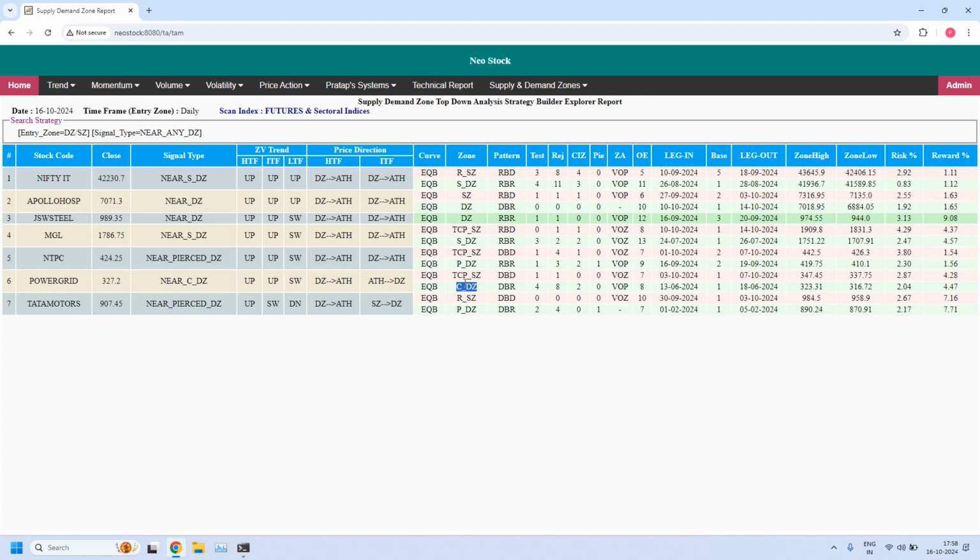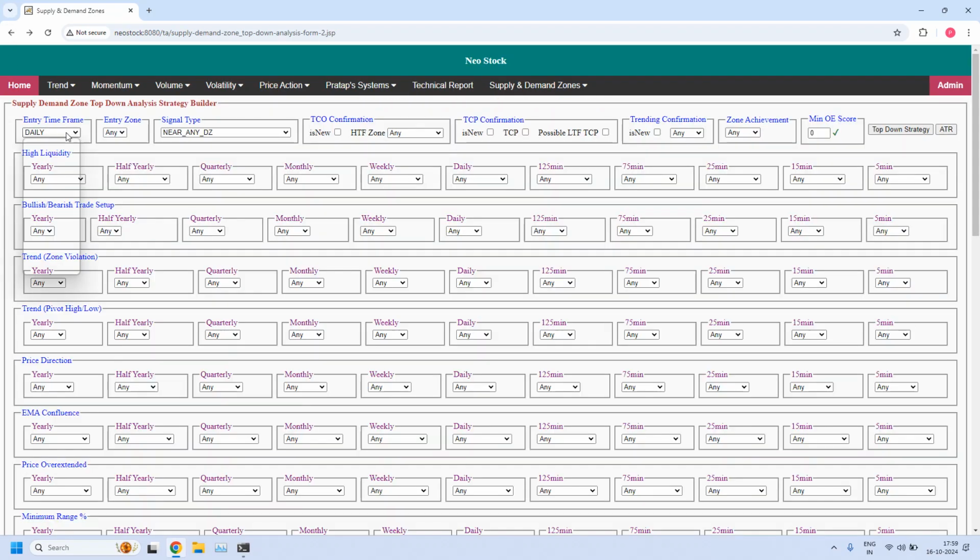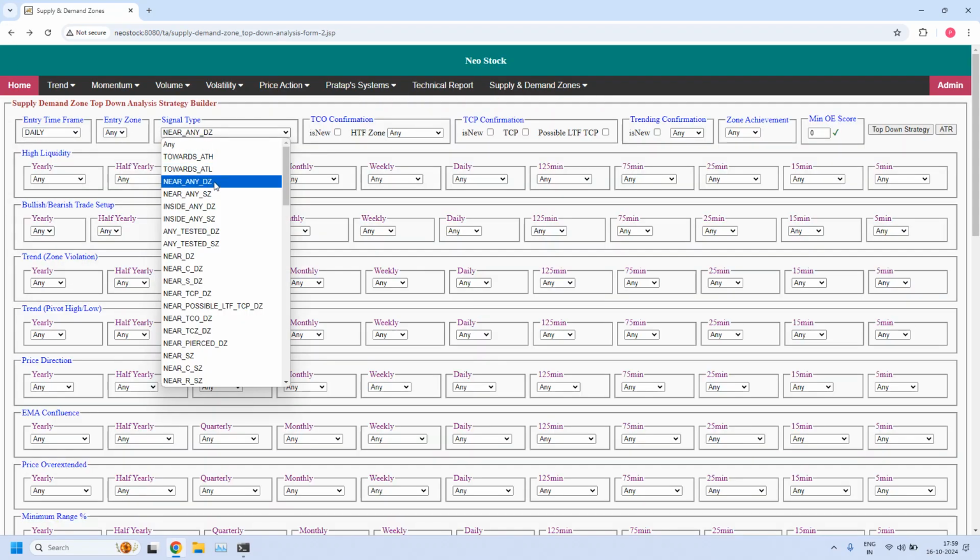Also remember, some of the stocks are having both high liquidity demand and supply zones. MGL is also having high liquidity demand and supply zones. Sometimes on either side you may get trade opportunities. Okay, next for the daily time frame, let us find the stocks near the daily supply zone.